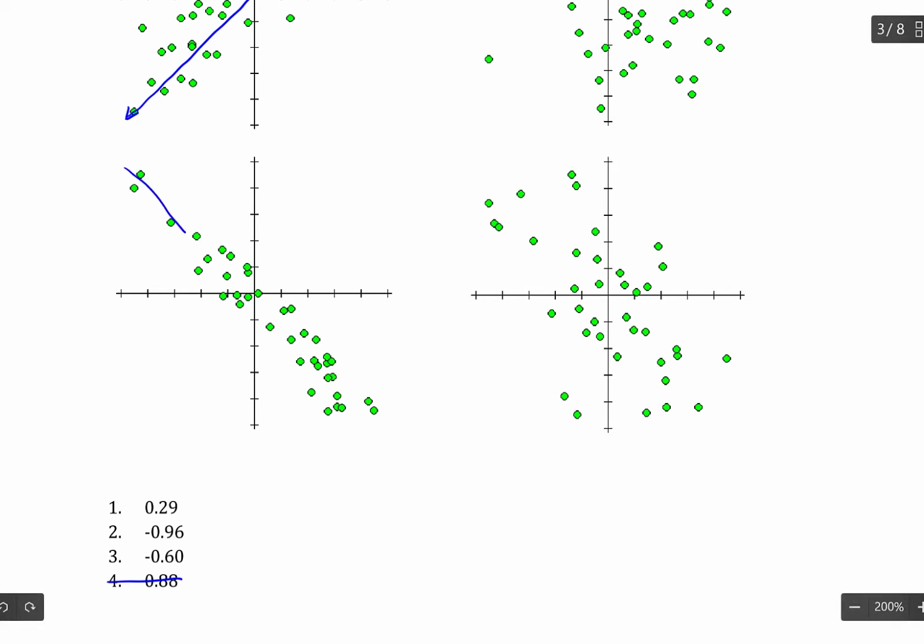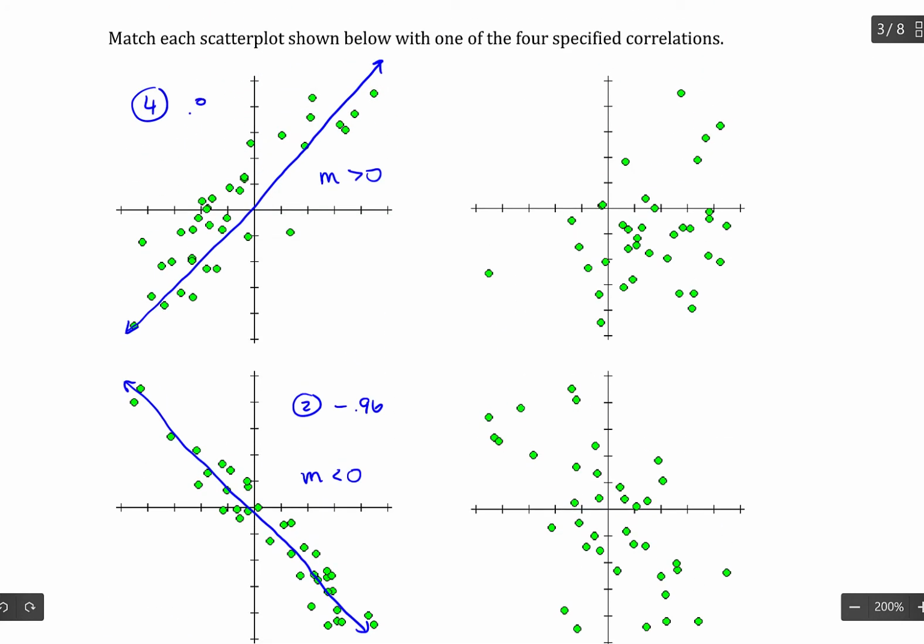Then this chart here, these points are very tightly around a line. And that line is negatively sloped. So the slope of this line would be less than 0. Because it's so tightly compact around that line, it's got to have a very high correlation, which means the correlation is close to, in this case, -1 because it's negatively correlated. So item 2, negative 0.96. I think I'll go ahead and label what those are. So this one was 0.88.